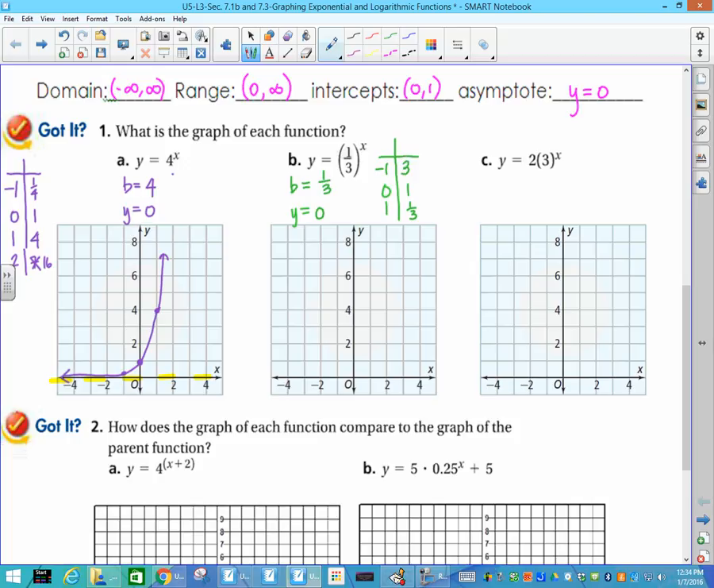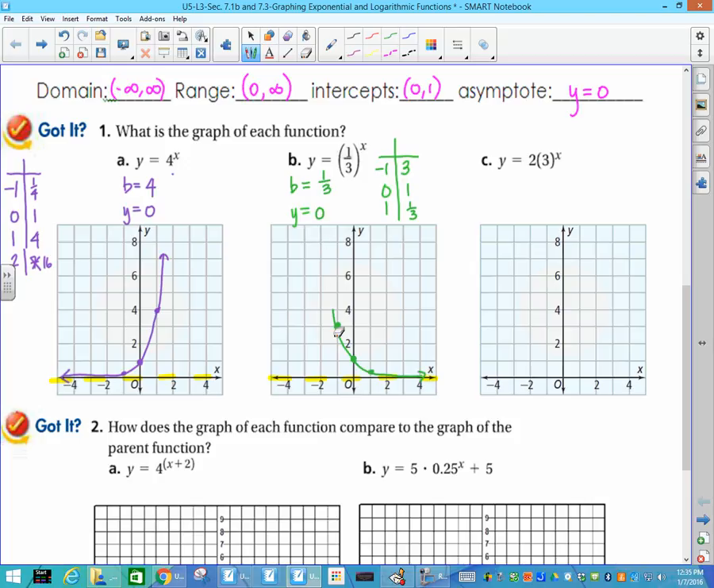Okay? So again, I'm going to start off graphing my asymptote, y equals 0. And now at -1, I have 3. At 0, I have 1. And at 1, I have 1/3. So again, I'm going to graph it. Now this part, when you're getting close to the asymptote, that's fine. It's the other part. So you can either figure out what goes here or just stop.